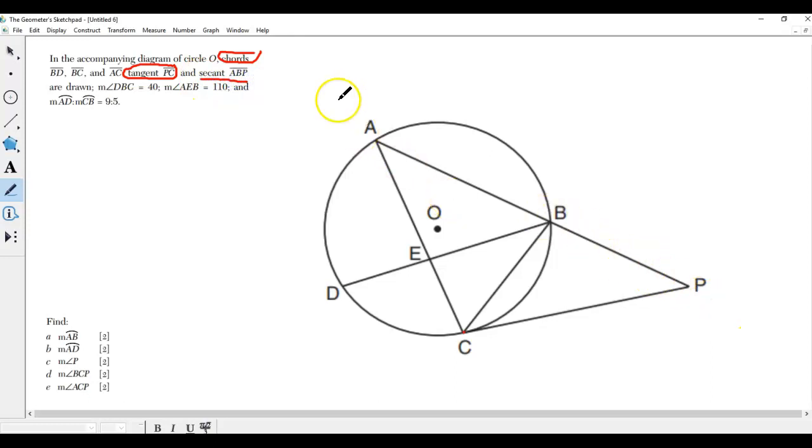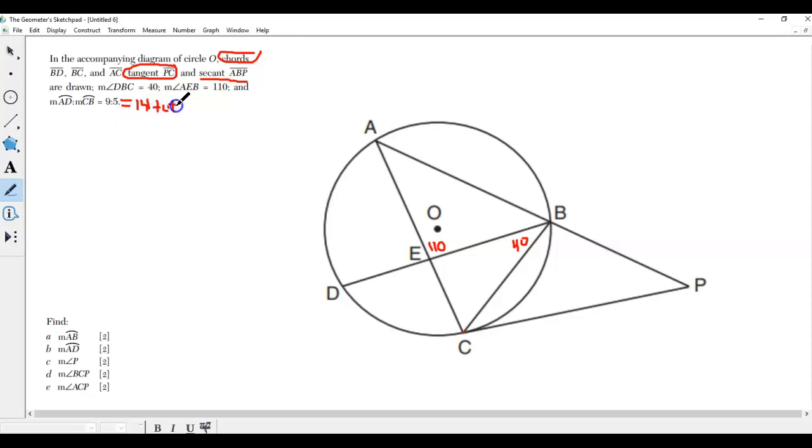Okay, so PBA are drawn. Angle DBC is 40. This guy's 40 right here. This one is 110. I do not think this diagram is very drawn to scale, but we're going to go with it anyway. The measure of arc AD to the measure of arc CB are in a ratio of 9 to 5. I know when I have a ratio, these are talking about parts. And 9 plus 5 gives me 14 total parts.